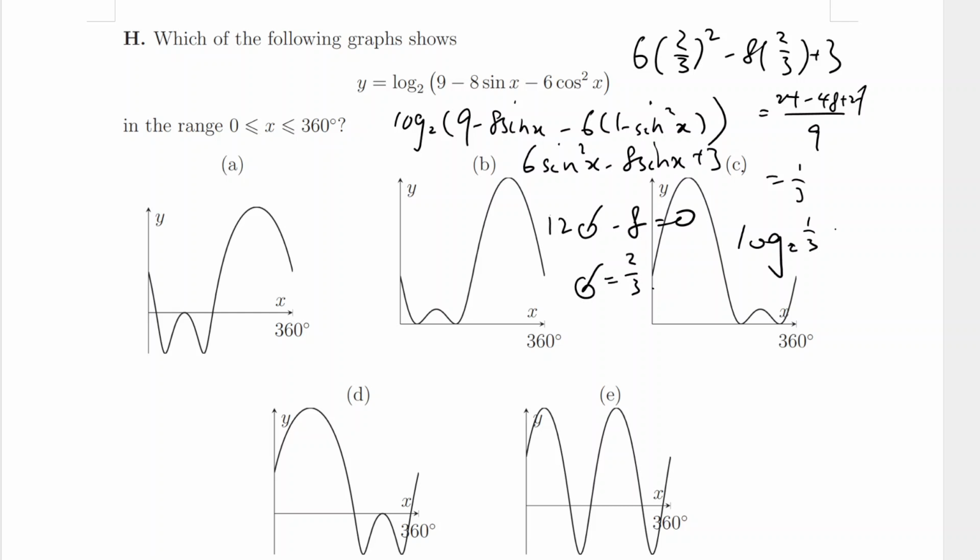Okay, this is definitely negative, because 1/3 is less than 1, so this is negative. So therefore, it's not B and not C, because look, they don't even go down. There's no negative territory. Okay, so it's either A, D, or E.